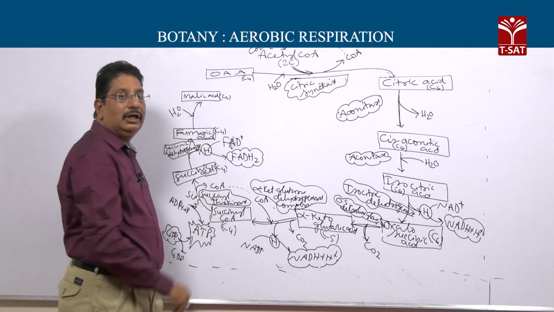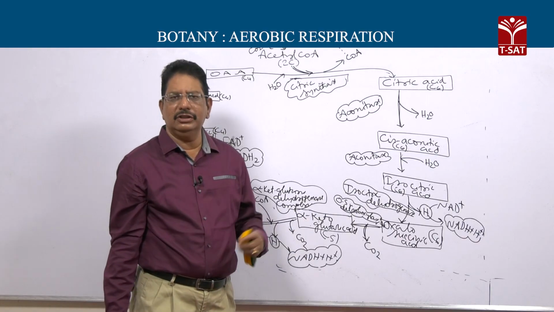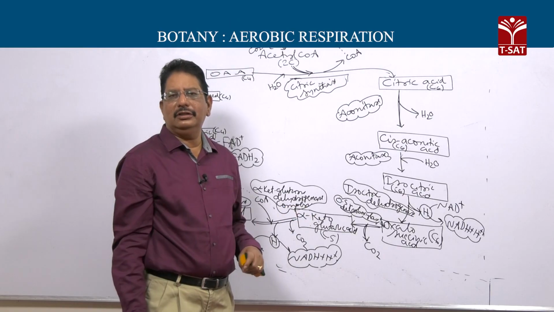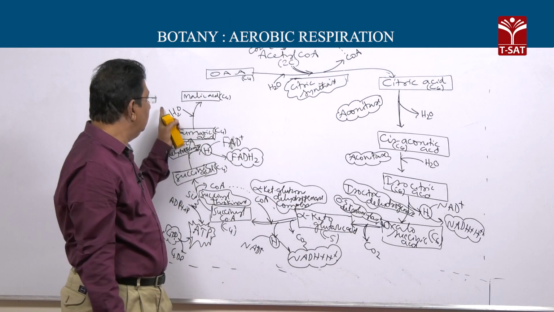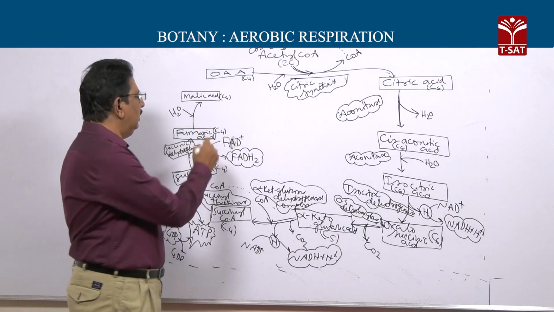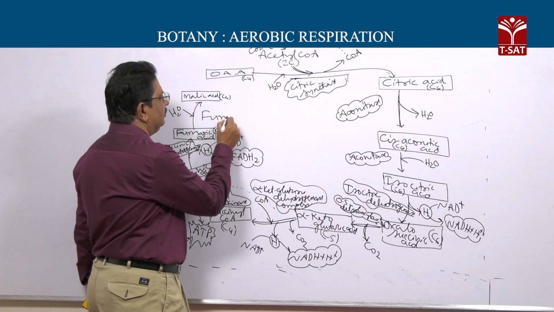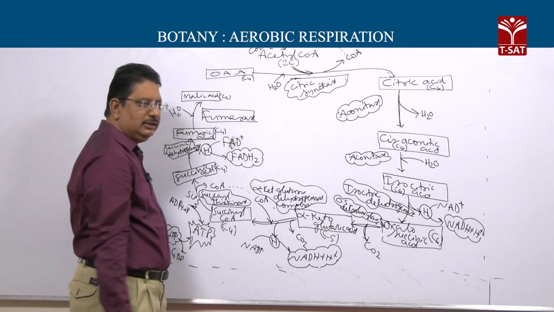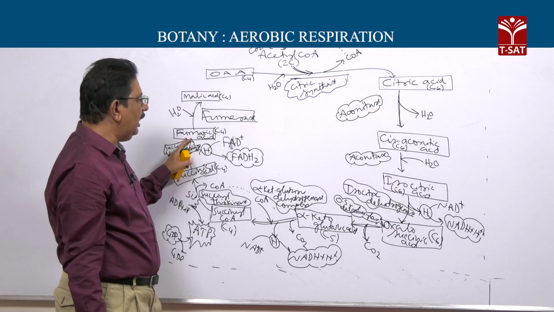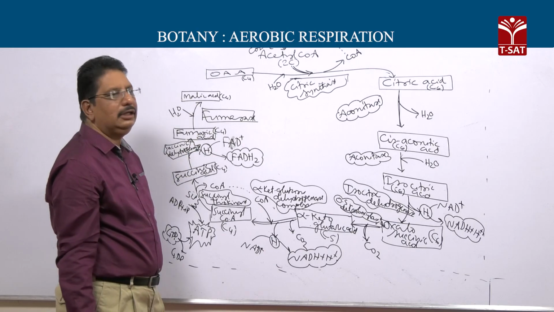So chemically, what is it? Dehydrogenation, hydrogenation, hydration, or dehydration? Simply hydration. And the enzyme is fumarase. So fumarase is the enzyme which converts fumaric acid into malic acid.